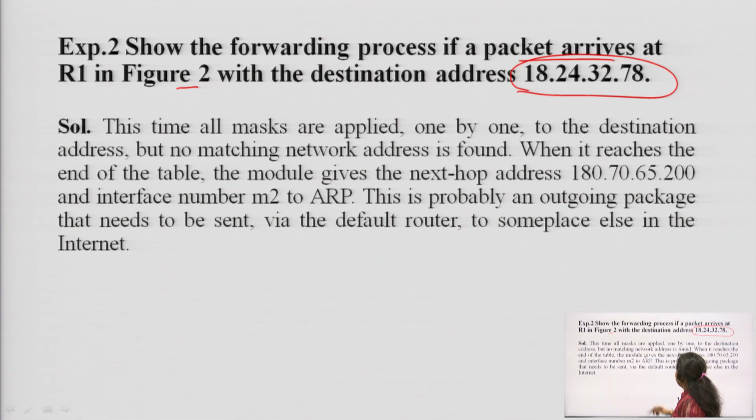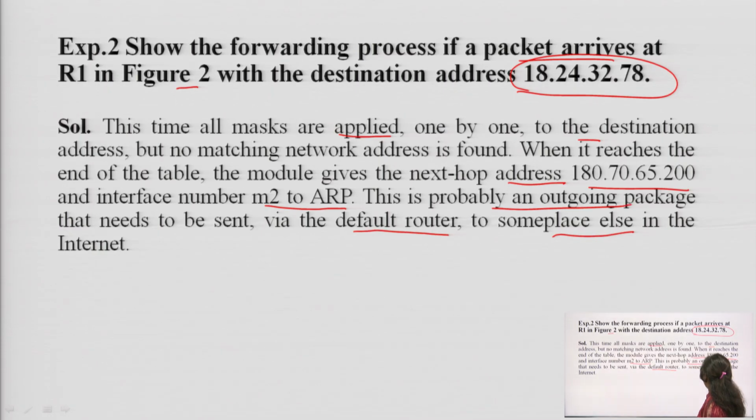This time all the masks are applied one by one to the destination address, but no matching network address is found. So, when it reaches the end of the table, the module gives the next hop address that is written over here, and the interface number which is M2 to ARP. So, M2 is basically the interface and ARP is the address resolution protocol. So, this is probably an outgoing packet that needs to be sent via the default router to some place else in the internet.